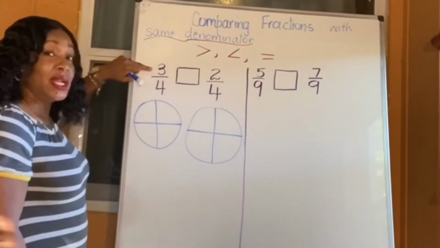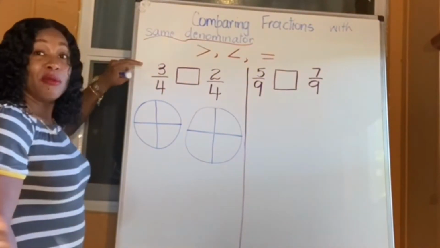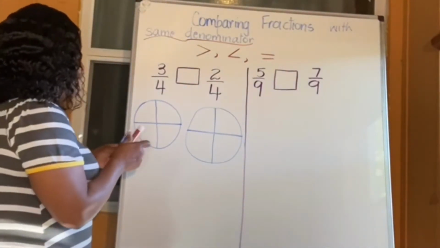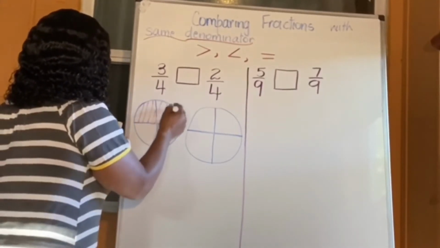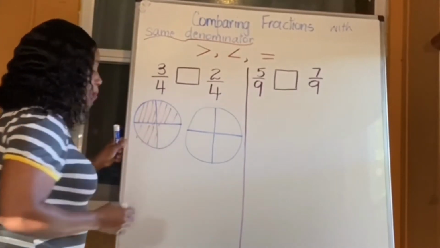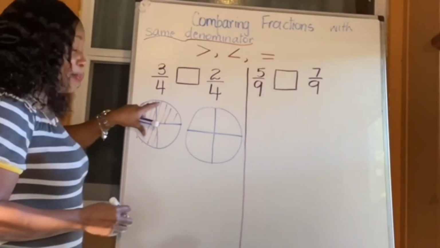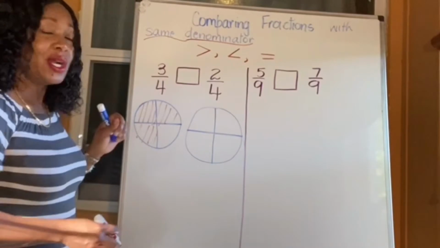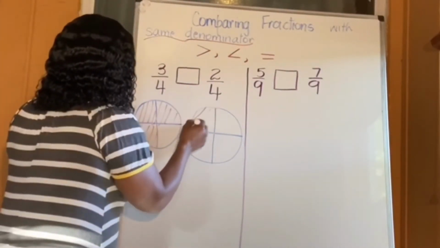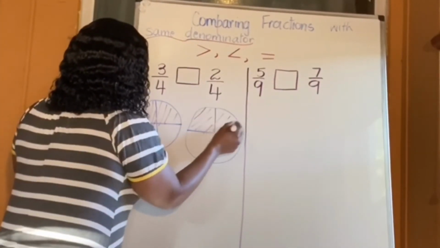So for this one, it is 3 parts. Remember, my numerator tells me that. So 1 part, 2 parts, and 3 parts. So this is representing 3/4. Now this one, only 2 parts are being considered. So 1 and 2 parts.